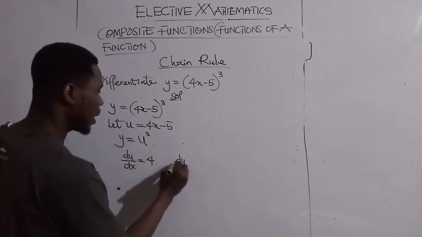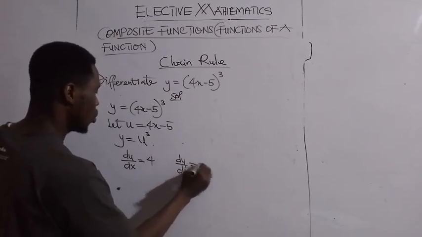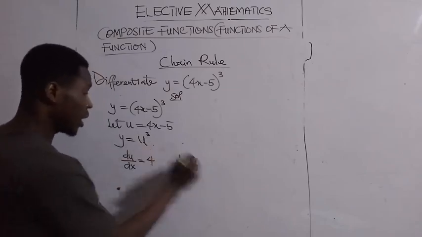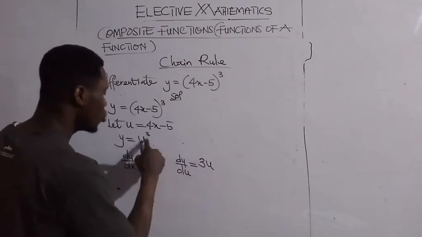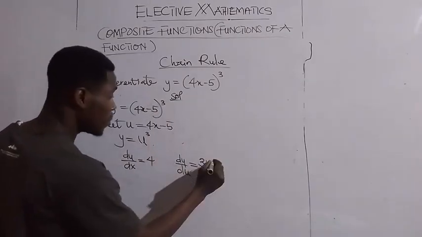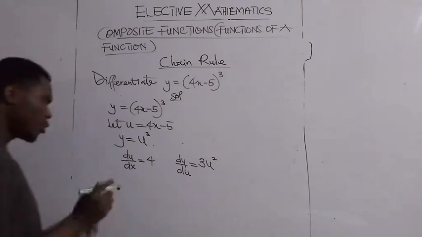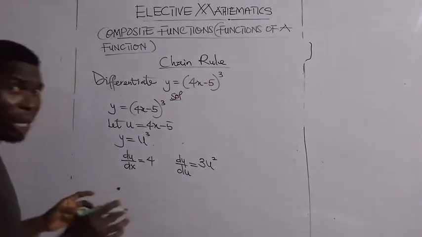dy over du will be equal to, you drop down the 3. We have 3u, and you subtract 1 from the power, which gives us 2. Are you seeing the point now? Are you seeing what we are getting?